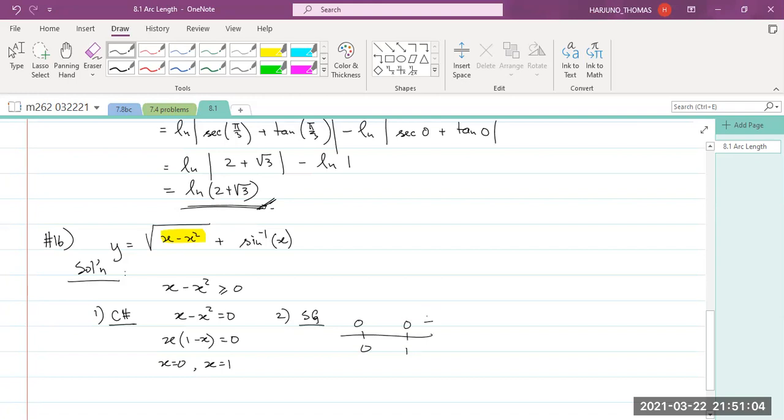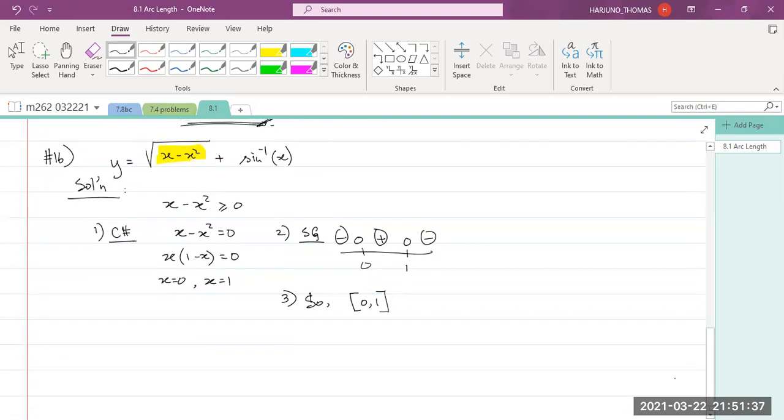When x is greater than 1, that's negative. This is positive. This is negative. So the domain of this function is from 0 to 1. Inside the radical, it has to be at least 0. Now, just a little preview, our integral later on will be from 0 to 1. Okay?